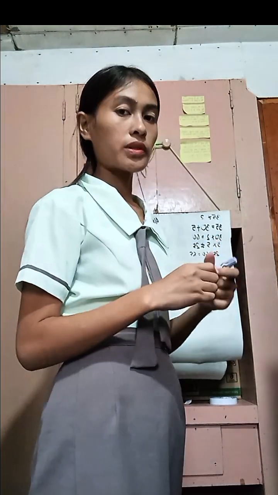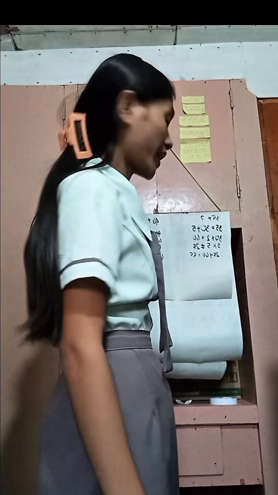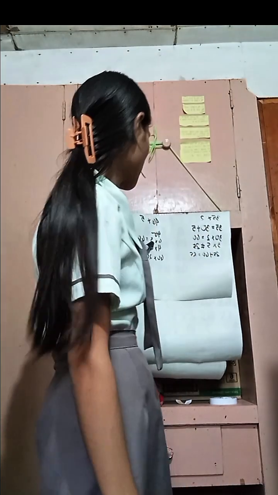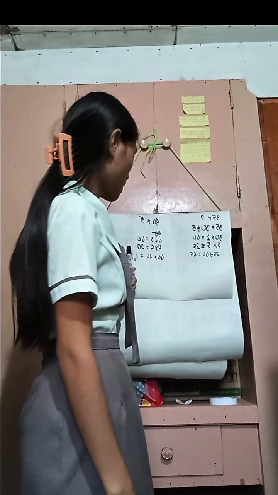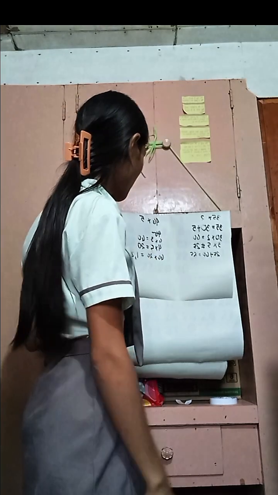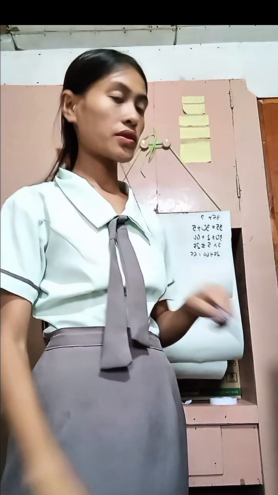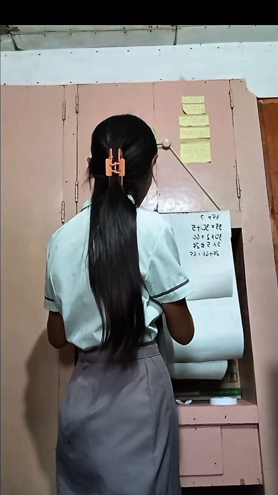Let's move to number 2. 46 times 5. 6 times 5 equals 30, and 4 times 5 equals 20. So the answer is 230. It is correct.